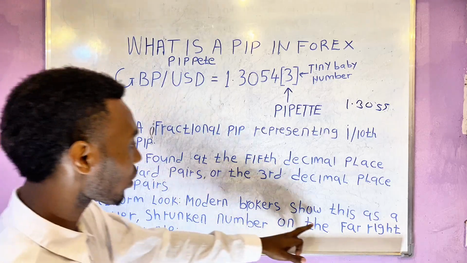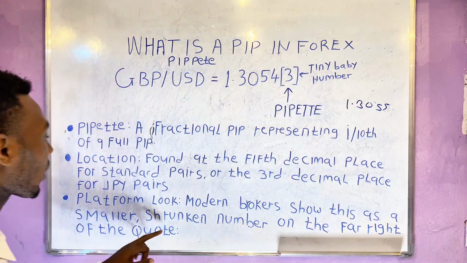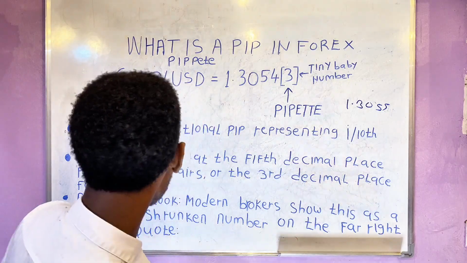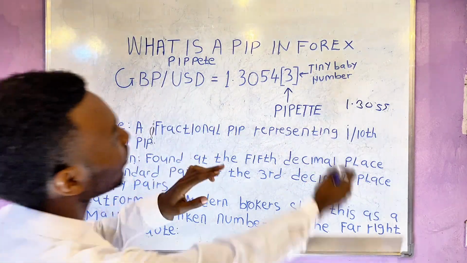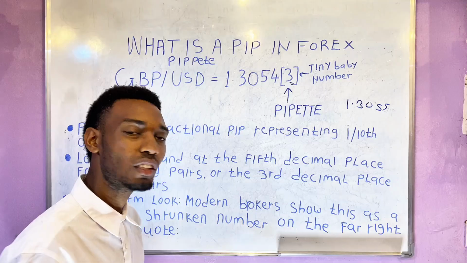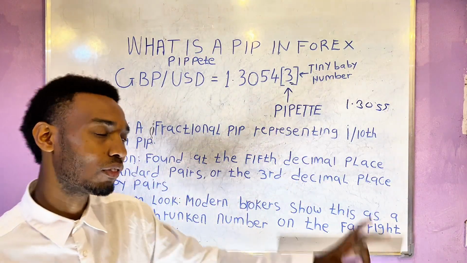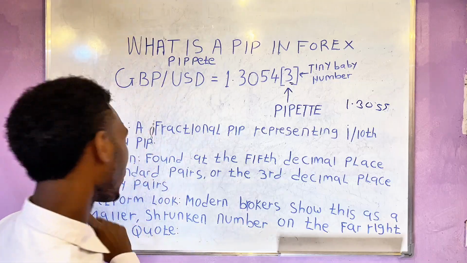Modern brokers show this as a smaller, shrunken number on the far right of the quote. That is what we call a pipette: a shrunken number on the far right of the quote.